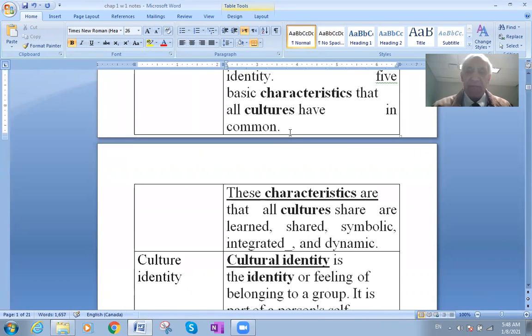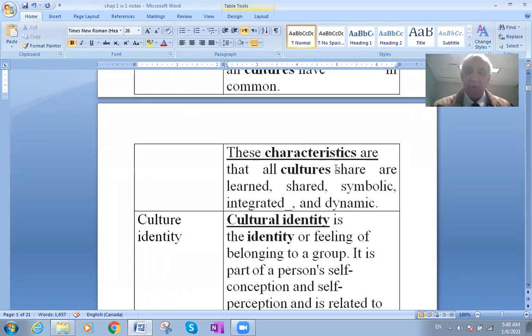So we are saying that there are five characteristics that all cultures share. Learned, that the culture is learned, that we learn the culture. And shared, shared by a group of people. All this group of people have the same culture, like a distinct area or a zone. Symbolic, and symbolic means there are symbols in it. Symbols like the nations, the traditions of every nation are different from the other, right?